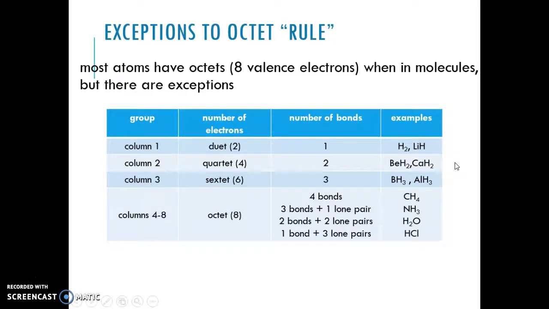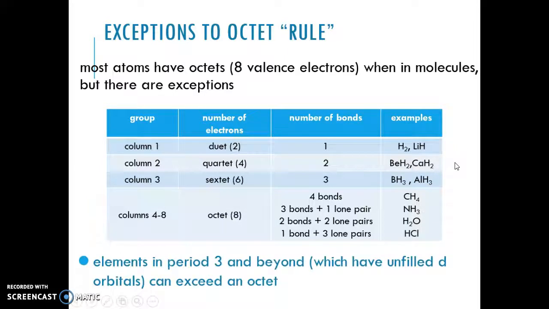One of the other things that we did not see last year, and this is the part where your world is going to be a little uncomfortable for a few minutes, is the fact that you got to remember that elements in period 3 and beyond have unfilled d orbitals, which actually are going to allow us to exceed the octet rule. So we're going to use some d orbitals to help us with bonding in some cases.